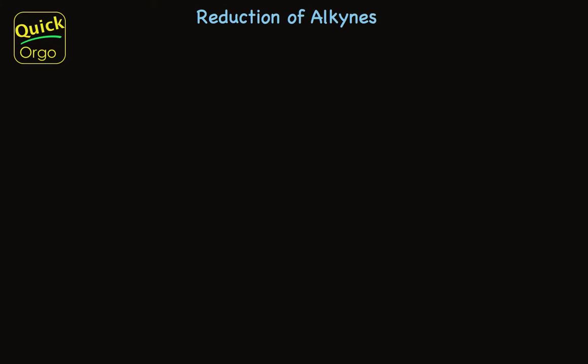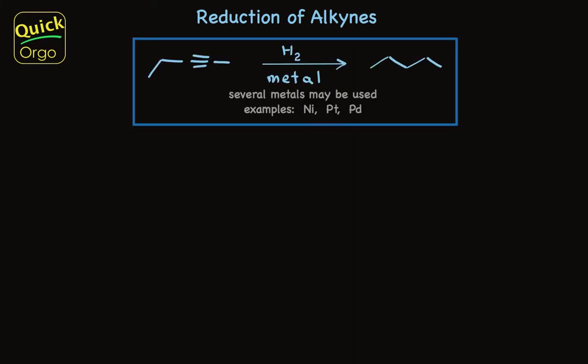Take a look at these reactions. When an alkyne is treated with hydrogen gas and a metal of the same type that we use for alkenes (nickel, platinum, palladium are real common), that triple bond is fully reduced. The two alkyne carbons become methylene groups, CH2.